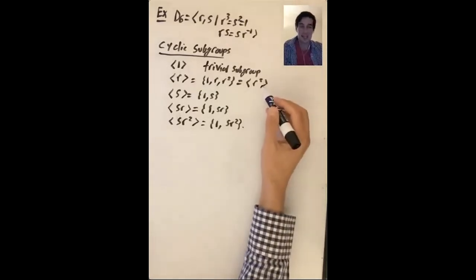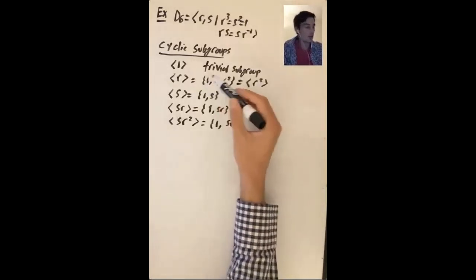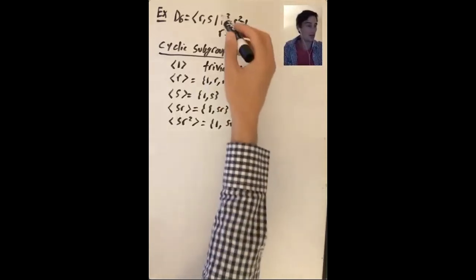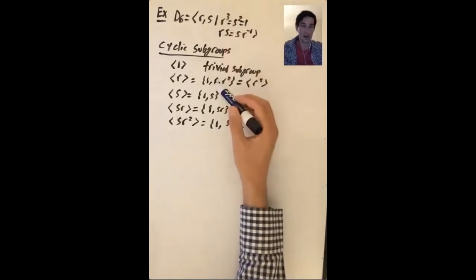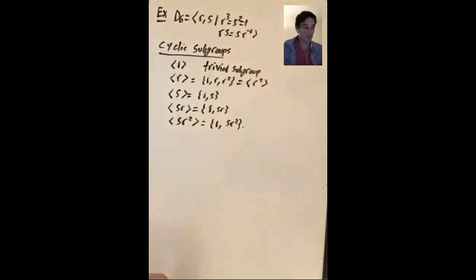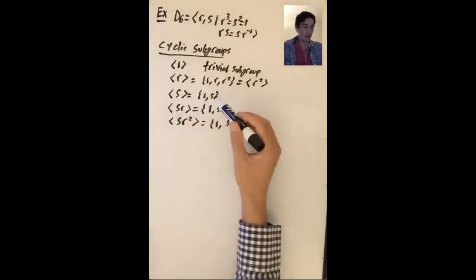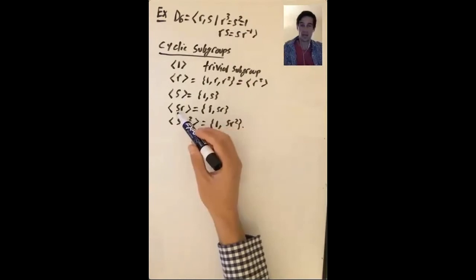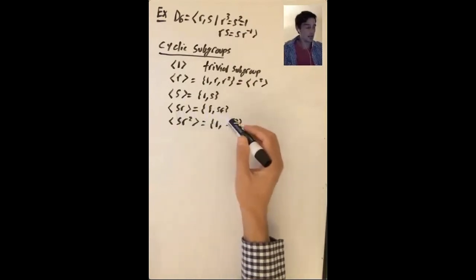This is the same thing as the cyclic subgroup generated by r squared, because we get 1, r squared, and then r squared times r squared is r to the 4th, but r cubed is the identity, so that's just r. And then you multiply by r squared again, and you're back at the identity. The subgroup generated by s is 1 and s, since s squared is 1. The subgroup generated by sr is 1 and sr.